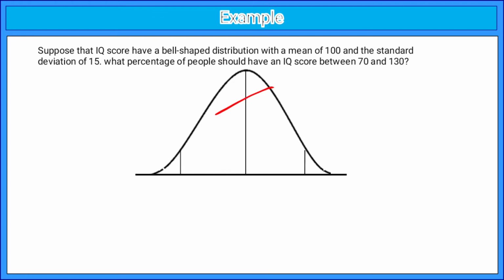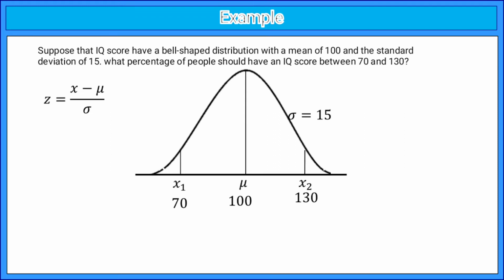So again, we are going to get the percentage area. Our standard deviation is given as 15. Our first raw score is 70, our second raw score is 130, and our mean is 100.